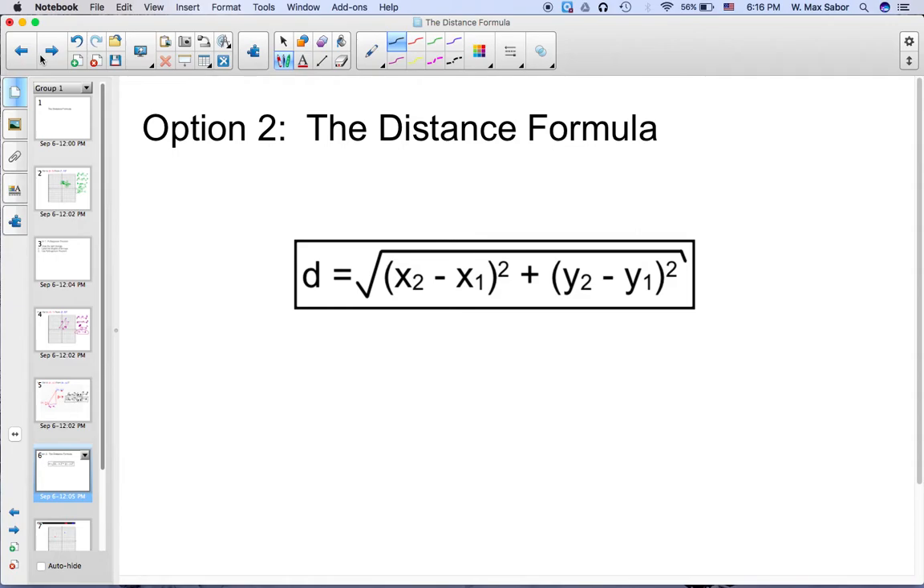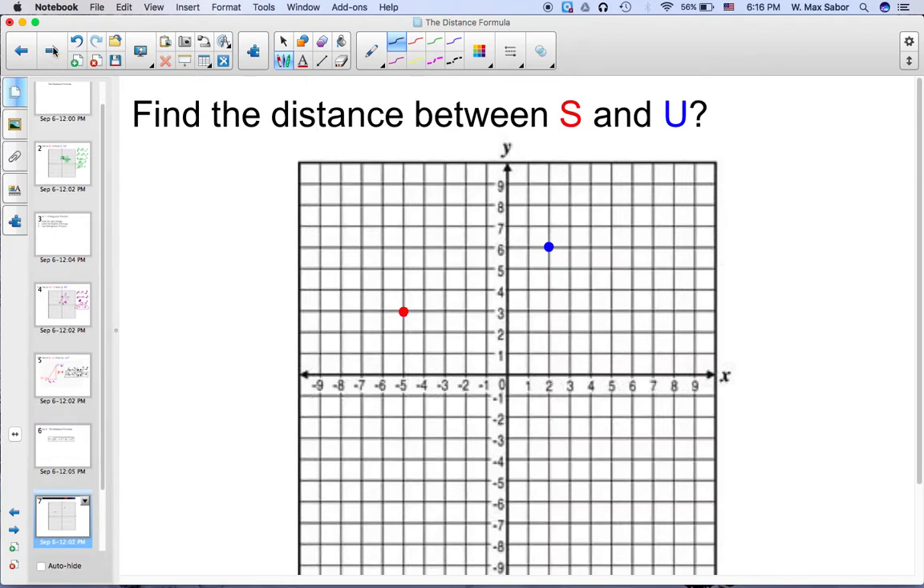Distance equals the square root of change in x squared, so x2 minus x1 squared, plus y2 minus y1 squared. X1 and y1 have to come from the same point. X2 and y2 have to come from the same point. So if we wanted to find the distance between s and u, yeah, we could do the first way, but let's try doing this with the distance formula method. So this is -5, 3, and this is 2, 6.